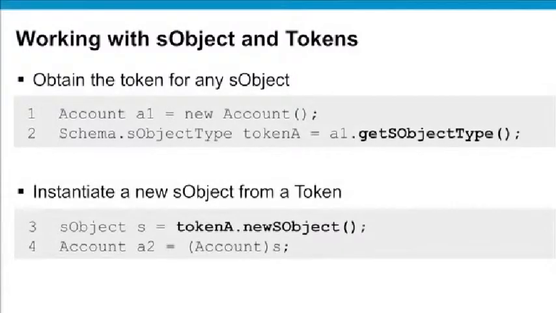From an existing S-object, you can obtain its token. So all you would do is, if here I have an account, I'm just going to say a1.getSObjectType. I now have the token for that. You can actually generate a new record, so a new instance of an S-object, from the token. Or once we have the token, we could call getDescribe. So we have an S-object, we obtain the token from the S-object, we then call getDescribe, we now have access to its metadata, right? Okay.